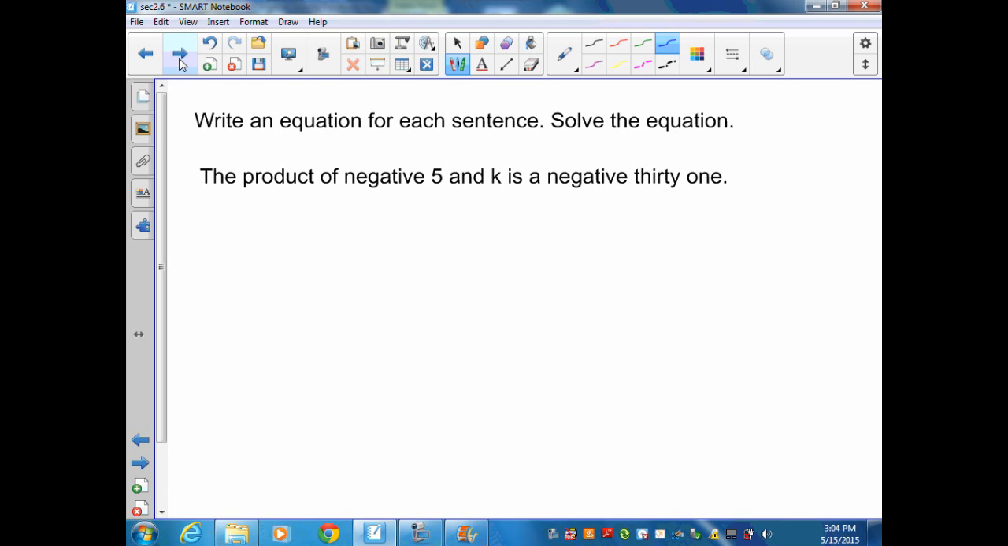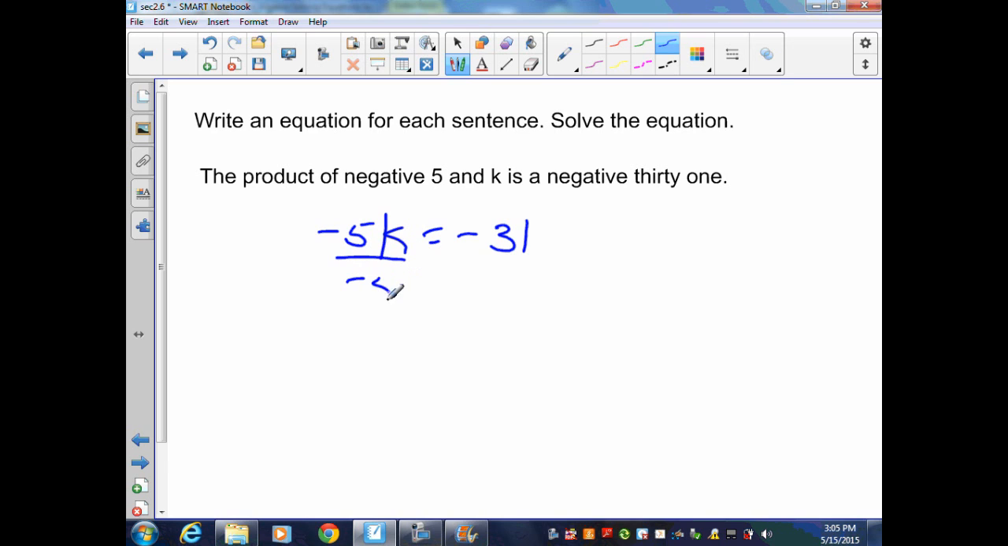And my last example, again, I want to write an equation for each sentence and solve the equation. The product of a negative 5 and k is a negative 31. The product means to multiply. A negative 5 and k means equals a negative 31. Divide both sides by a negative 5. Why? Because what is happening to my variable? It's being multiplied by a negative 5, so I divide on both sides. And k equals a negative divided by a negative, which is a positive 31/5. And this is simplified.